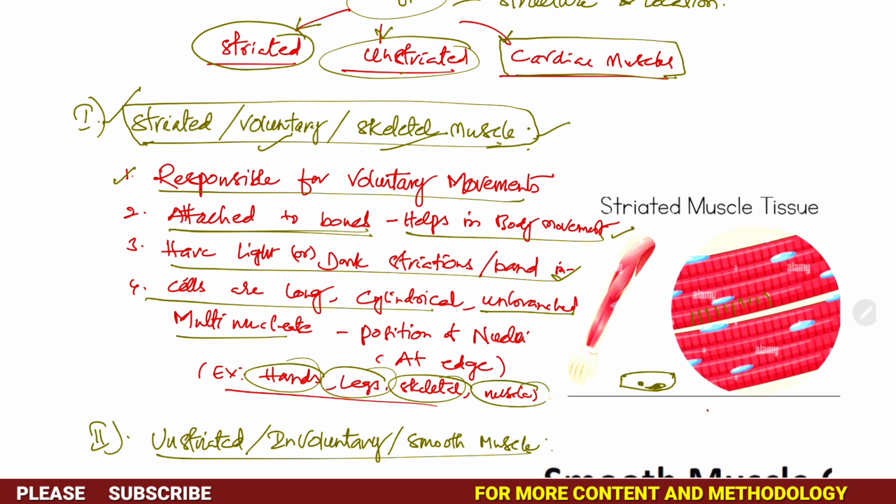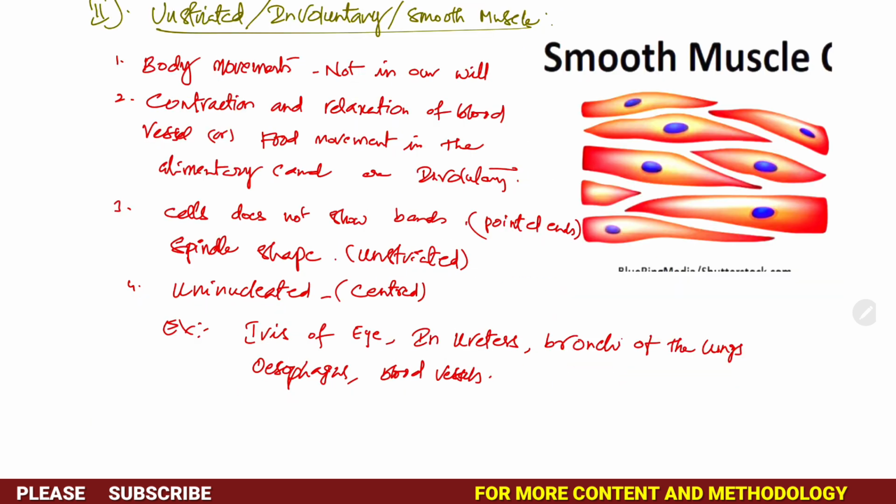Okay, this is all about striated, voluntary, or skeletal muscle. The second one is unstriated or involuntary smooth muscles. In our body, we can't move some muscles by our own wish or will. Such muscles are called unstriated muscles. Body movements not in our will, such as contraction and relaxation of the blood vessels or food movement in the alimentary canal, are involuntary. So such muscles are called involuntary or smooth muscles.